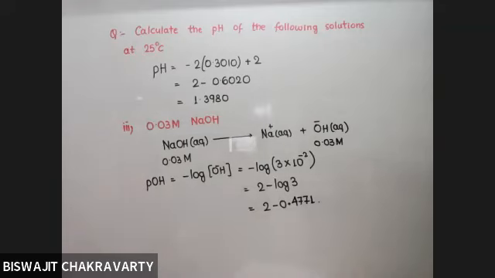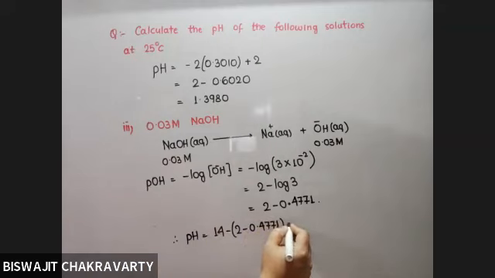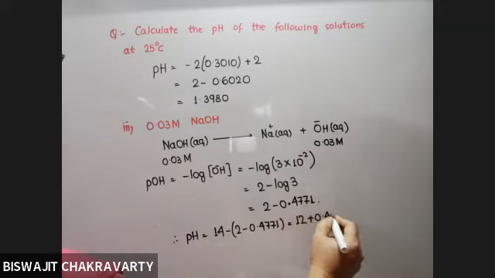Don't calculate the value now, because what you are asked is pH, not pOH. So therefore, pH will be 14 minus this whole value. 14 minus 2 is 12. Minus of minus is plus. So you get 12.4771. See whether it is understood or not.